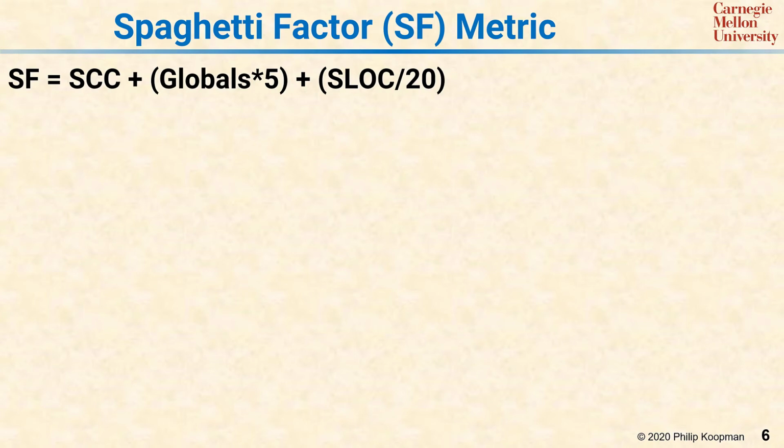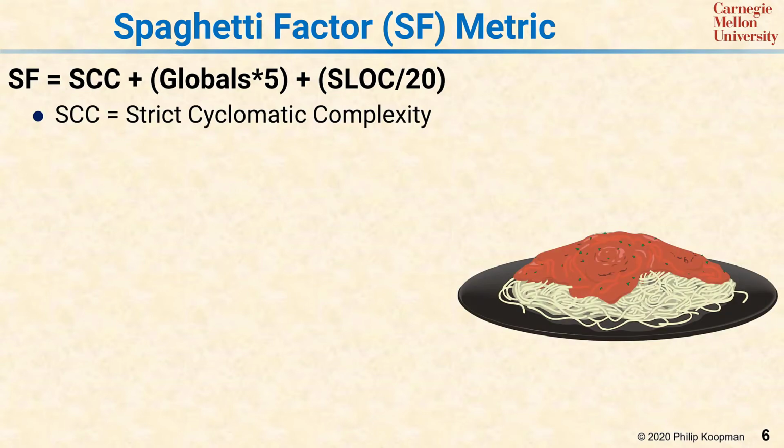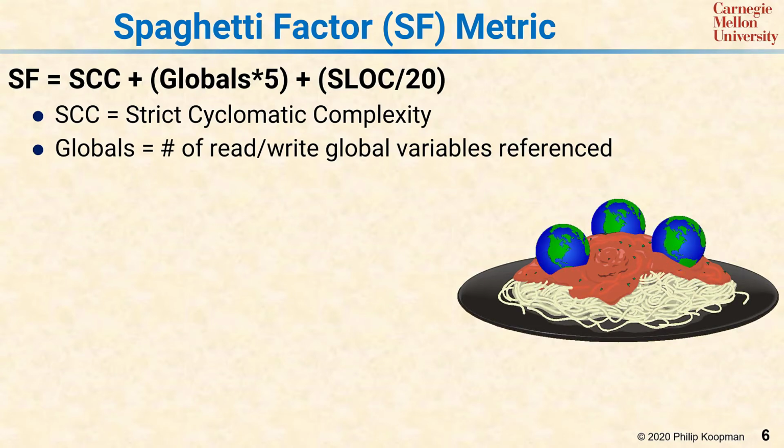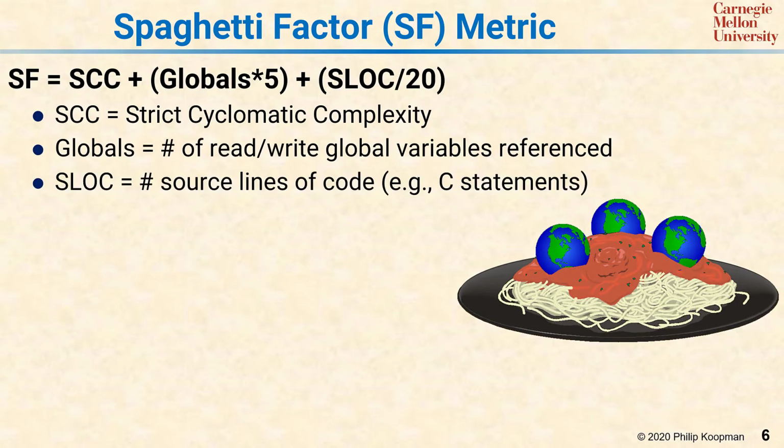Putting together ideas from global variables and cyclomatic complexity, we can create the spaghetti factor metric, SF. The spaghetti factor SF is equal to the strict cyclomatic complexity SEC plus 5 times the number of global variables plus the number of lines of source code SLOC divided by 20, where the number of lines of source code are the number of C statements, so that excludes comments and counts multi-line statements as a single statement.